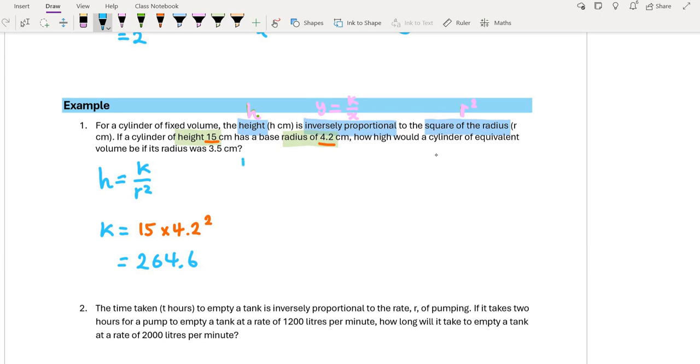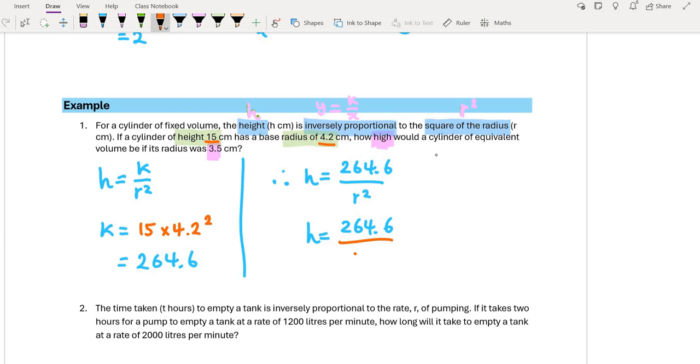Then we know the equation is h equals 264.6 over r squared. And then the question actually asks us to find the height when the radius is 3.5. So to do that, we need to substitute the radius into the equation that we have, 264.6 over 3.5 squared. And you just put that in the calculator. It's 21.6 centimeters as the height.